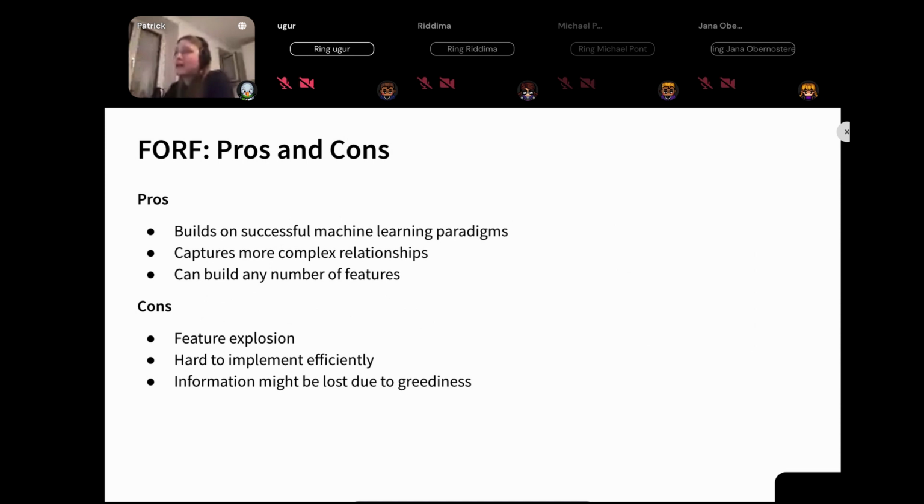Also, much like MRDTL, it can capture more complex relationships, and you can, of course, because it's random forest, build any number of features you like. On the con side, we also have the feature explosion problem. This is going to be the next slide. It's also hard to implement efficiently. In fact, it's just as complicated as MRDTL and more. And of course, as always with trees, you might lose information due to greediness of the approach.